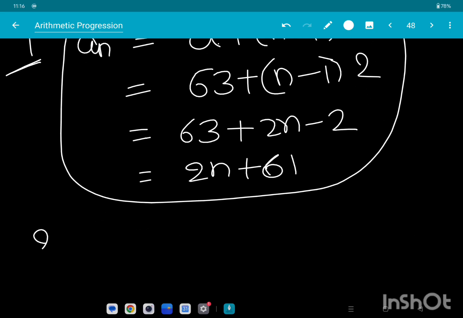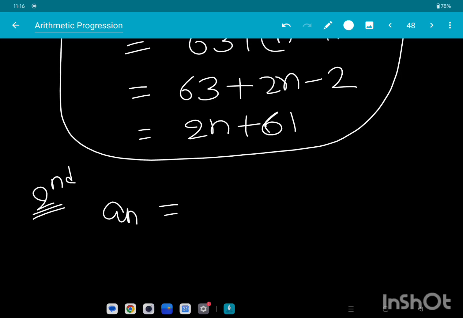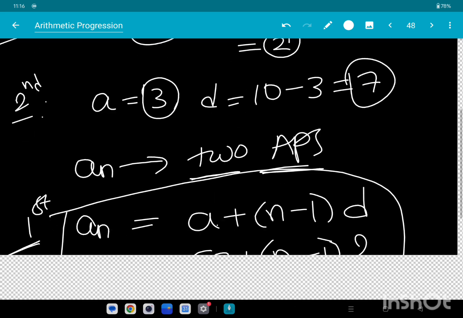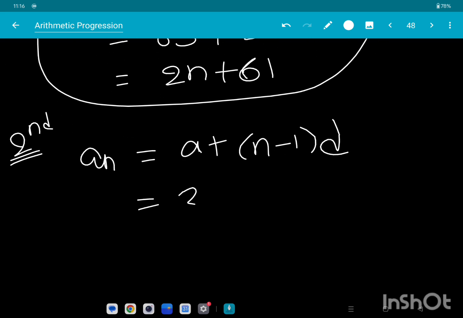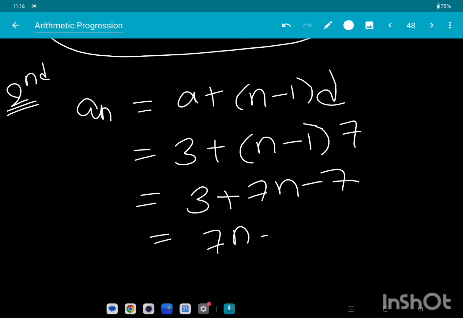Now we need to find the second AP. So what is the an value of the second AP? a plus n minus 1 into d. What is the a value here? The a value is 3 and the d value is 7. So 3 plus 7n minus 7. So here 7n minus 4 is the an value of the second AP.